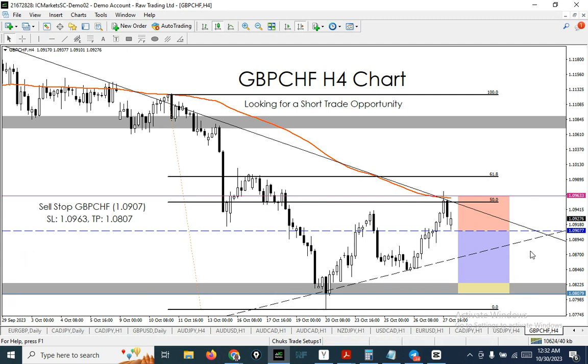Okay, how to enter this particular trade call. Sell stop Great British Pound Swiss franc at this price. This is your stop loss and this is your take profit. Okay, this is a pending order. All right. So I'm saying that if the price pushes down to this price level, it should trigger a sell trade for me. Okay, put the stop loss here and take profit here.